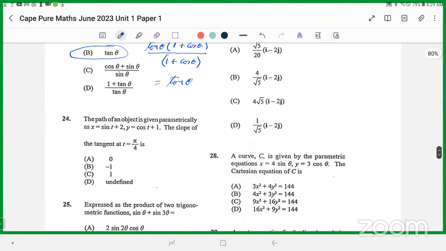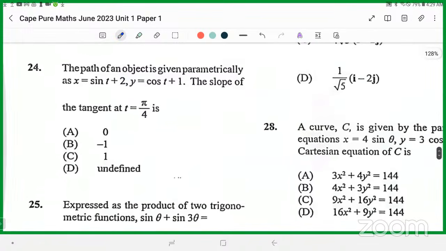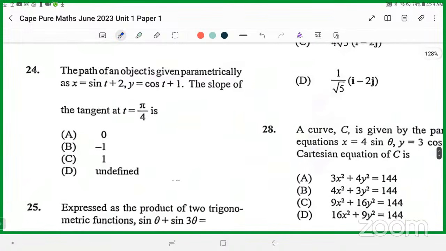All right, down here. This one said the path of an object is given parametrically as those. What is the slope of the tangent at t equals pi by 4? So basically, I need a gradient, right? The slope is dy by dx. So we need to calculate dy by dx, which is equal to differentiating the y over differentiating the x.